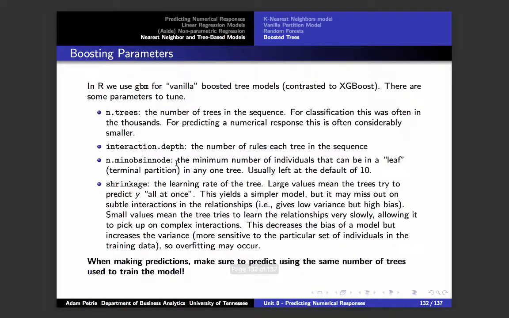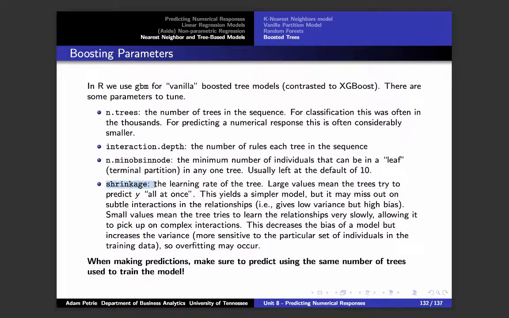So the thing we have to worry about is tuning. Basically, how many trees do we need in our sequence? If we add too many trees, we can end up with an overfit model. Too many trees lead to basically modeling features that exist only on that set of individuals in the training data, so we have to be careful about that. We need to know how complex each tree is going to be, the interaction depth.